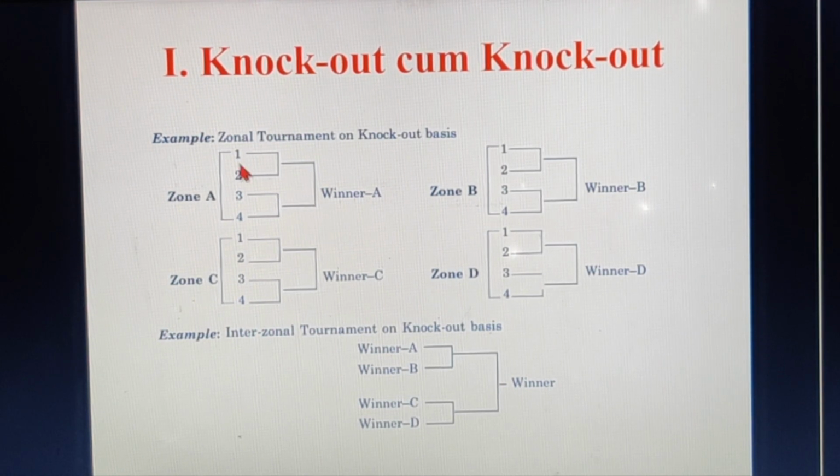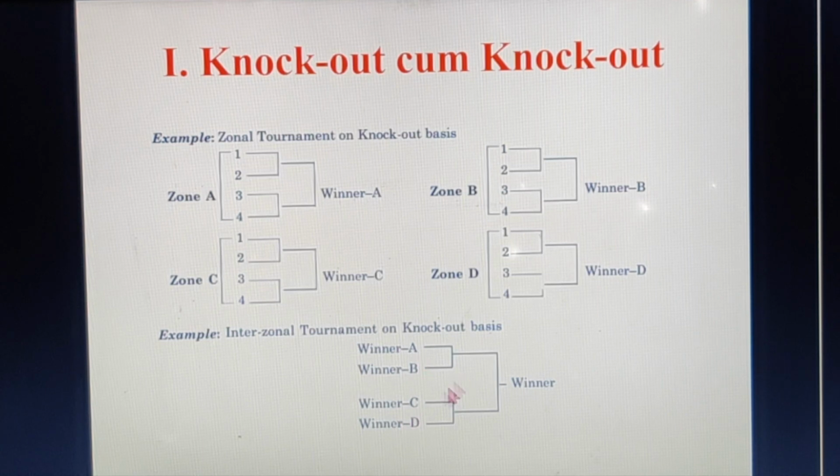So knockout, as I explained, between 1 and 2 whoever wins moves further, between 3 and 4 whoever wins moves further. And out of these winners, a winner of zone A, that is North India, is decided. Same goes for this. The winner of zone B is decided, winner of zone C is decided, and winner of zone D is decided. Now what do we do with these winners? Of course, now you have winners of North, South, East and West. Now in the second stage, there will be matches held for all of them. And it will be held in the same format, that is knockout. So winner A, winner B, winner C, winner D.